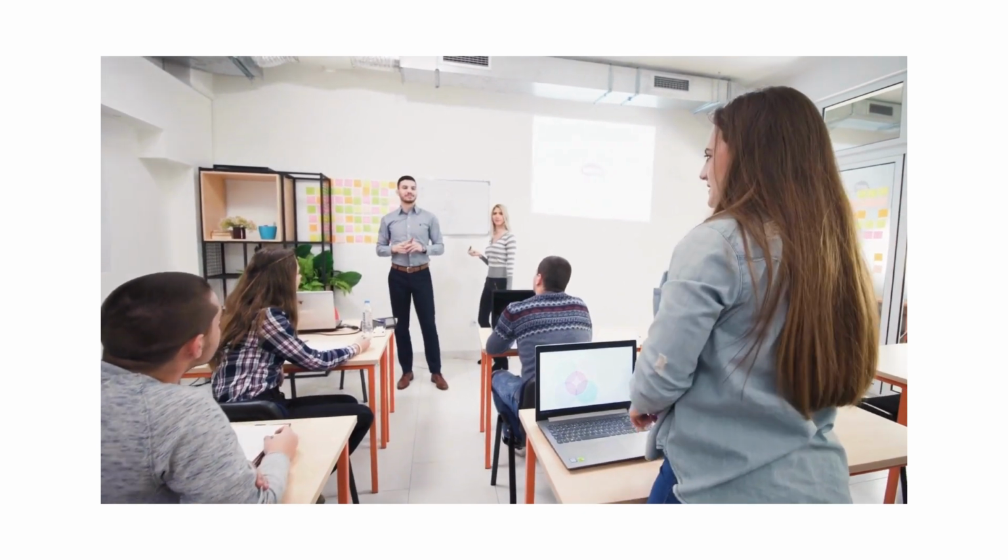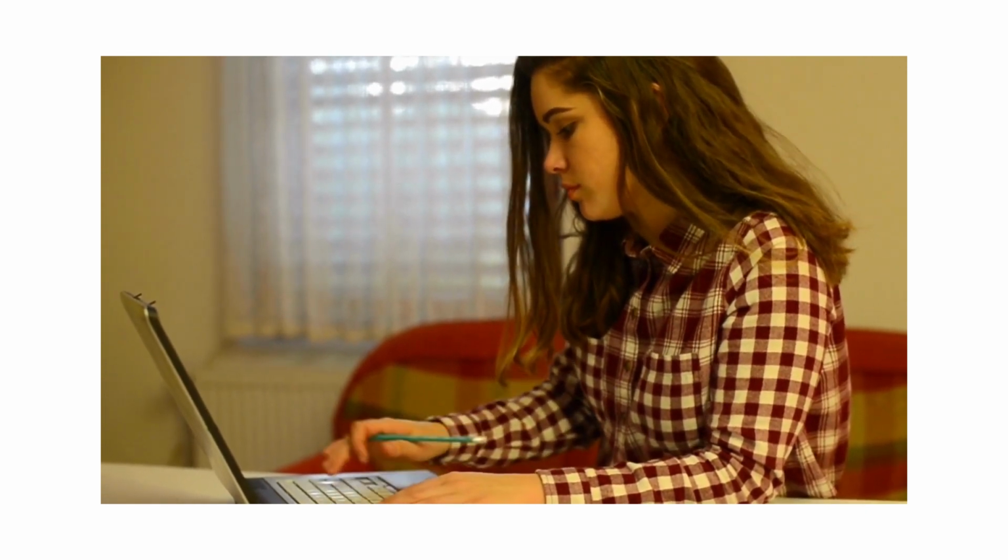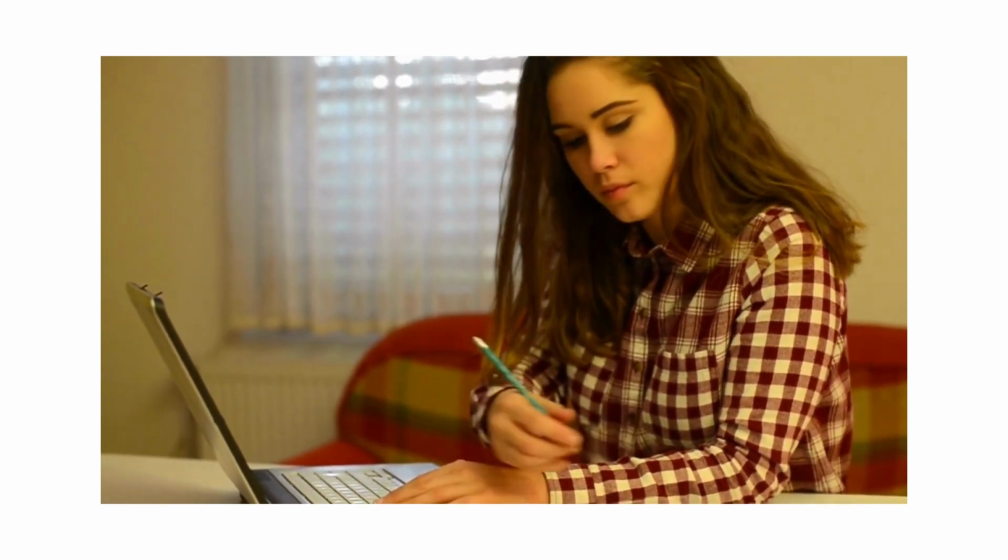Step 2 is to craft a title that clearly and concisely communicates the focus of your research project. A good title should be informative, concise, and attention-grabbing, while accurately reflecting the content and focus of the research project. Step 3 is to provide context and rationale for your project. This means explaining why your research is important and relevant to your teaching practice.